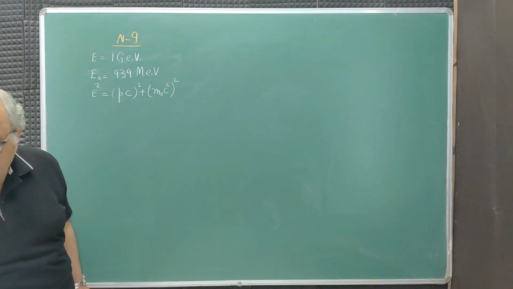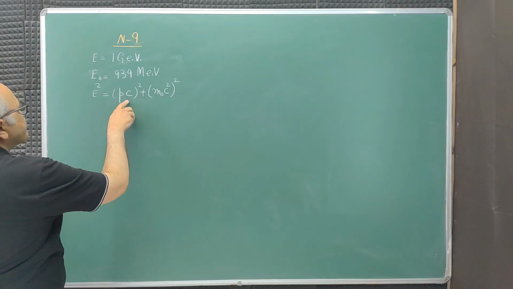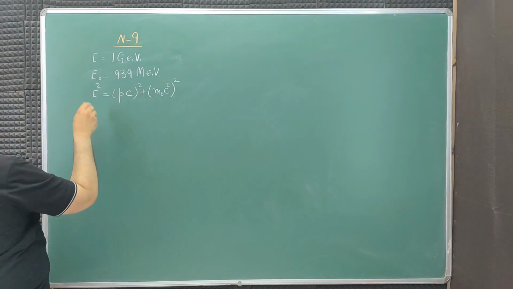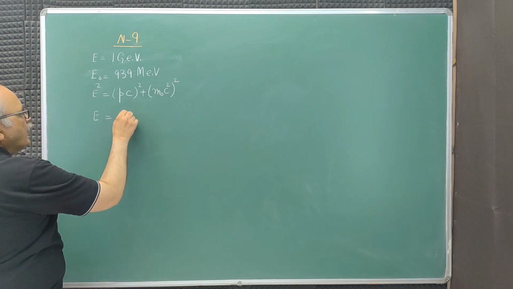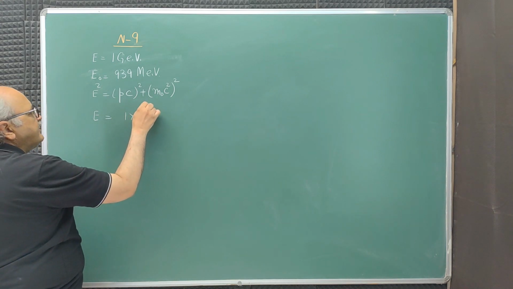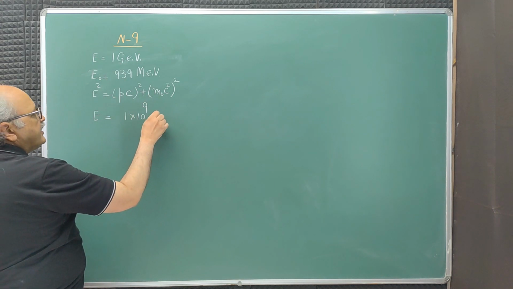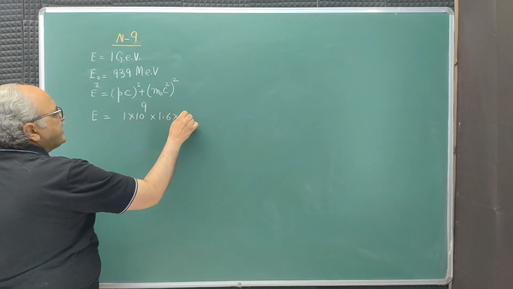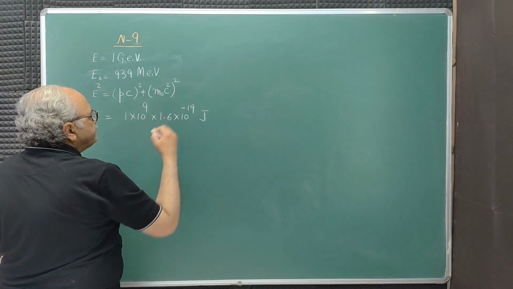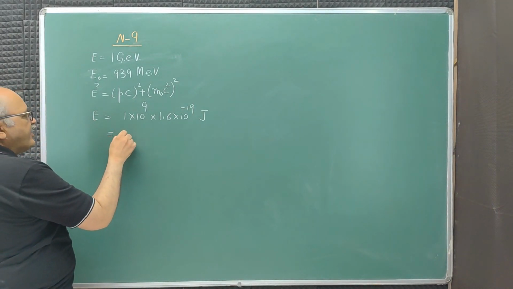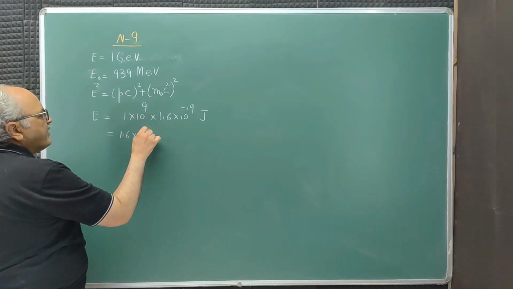Now from this relation, first of all the energy, which is 1 giga electron volt, means 1 into 10 to the power 9, that is the meaning of giga. Electron volt means 1.6 into 10 to the power minus 19 joule. So this comes out to be 1.6 into 10 to the power minus 10 joule.